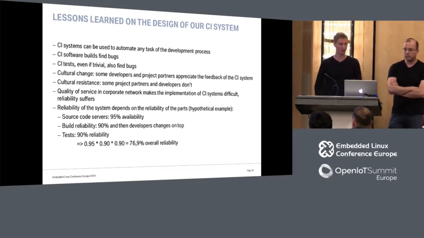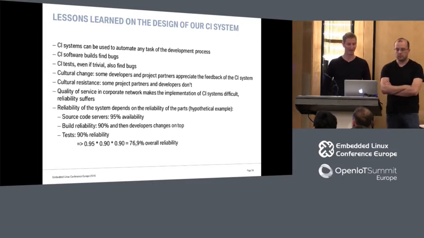Then quality of service, like I mentioned, in corporate networks can make some CI setups really difficult. This is because reliability is mostly chained. For example, you have a source code server with a 5% failure rate due to network issues or whatever, a build reliability issue due to the mentioned facts in BitBake of 10%, and some instability in your testing, maybe hardware related, with a 10% failure rate there. If you count these all together by multiplying the values, you will find a 23% failure rate, even though you haven't changed anything in your system.